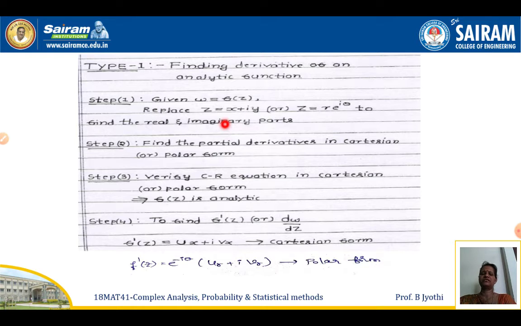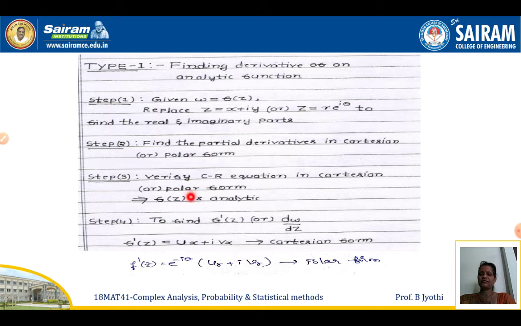Supposing we replaced it by x + iy, that's Cartesian form, we find the partial derivatives in the Cartesian form, that is ∂u/∂x and ∂u/∂y, and ∂v/∂x and ∂v/∂y. And supposing we replaced it with the polar form, then we are finding ∂u/∂r, ∂u/∂θ, and ∂v/∂r and ∂v/∂θ. That is the second step.